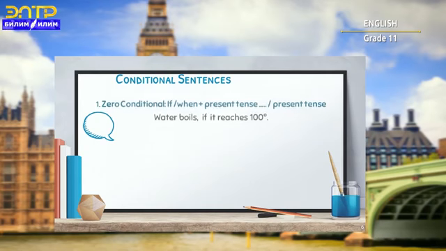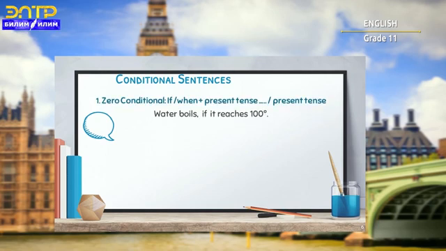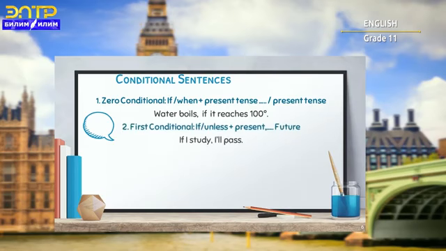Zero conditional. Water boils if it reaches 100 degrees Celsius. The zero conditional uses if or when and must be followed by the present simple. First conditional. If I study, I'll pass. We use if, unless, plus present and then will, future simple.